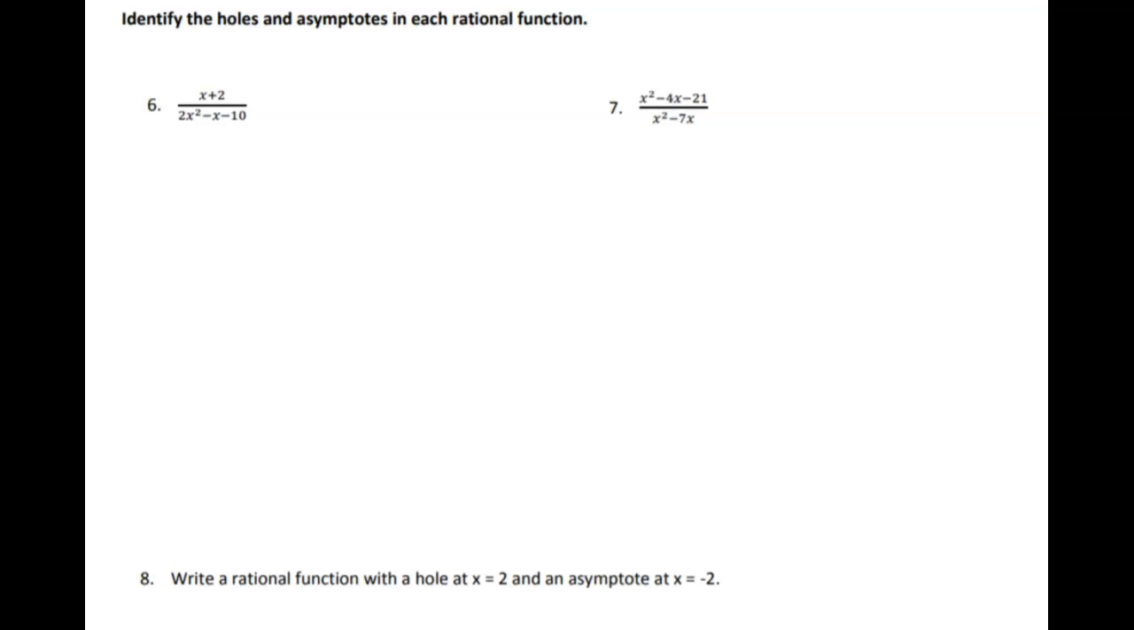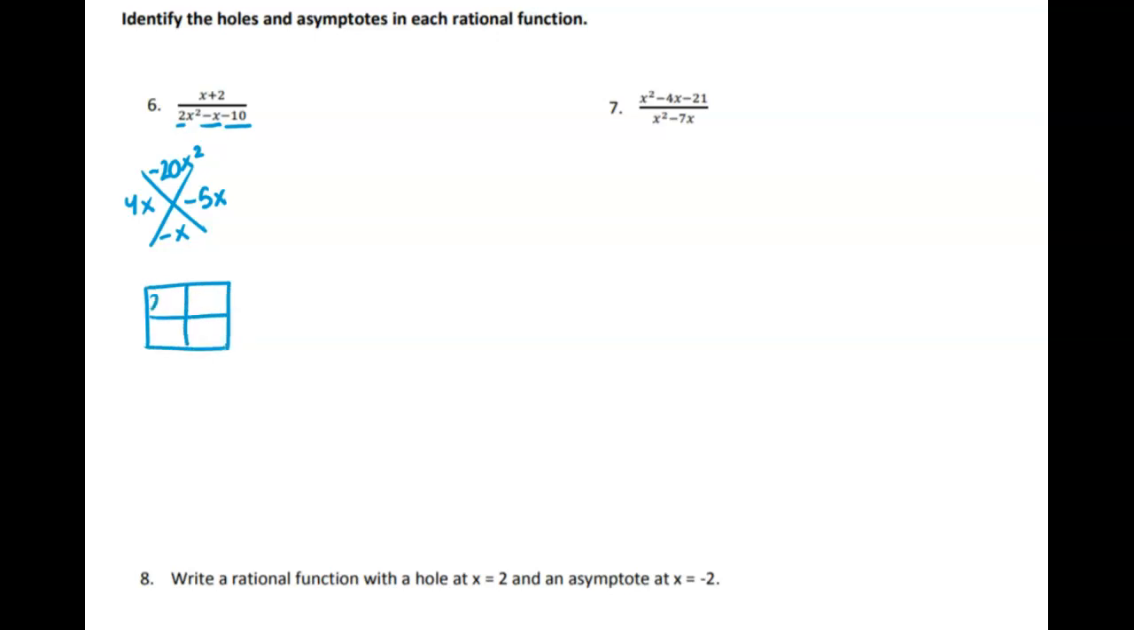Let's factor the denominator. So if we use x-box, 2 times negative 10 is negative 20 x squared. And then we have b is negative 1, so negative x. So we want to know what multiplies to be negative 20 and adds to be negative 1, and that's negative 5x and 4x. So now we'll do the box.